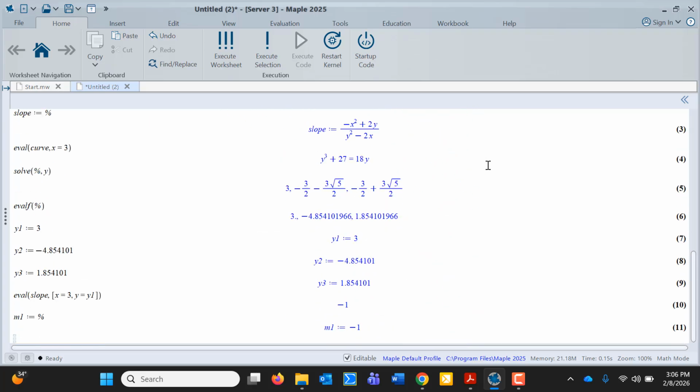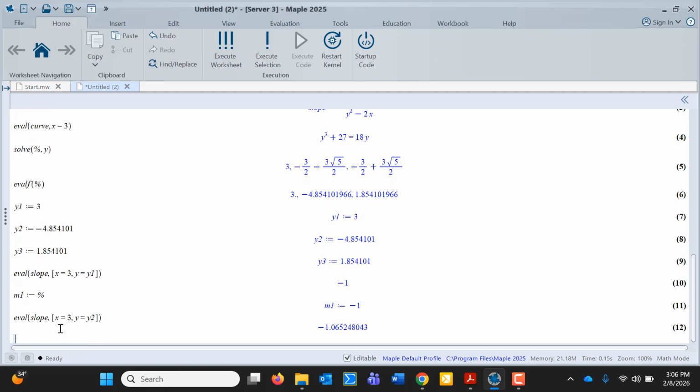So to do that, we're going to repeat everything we wrote up here. So eval parentheses slope, but this time still letting x be 3, but now I'm going to let the y value be that y2, because we're looking at a different point on the graph and looking at a different tangent line. So there's the slope of that second tangent line. So let's call that m2. I'm going to define m2 to be that last answer.